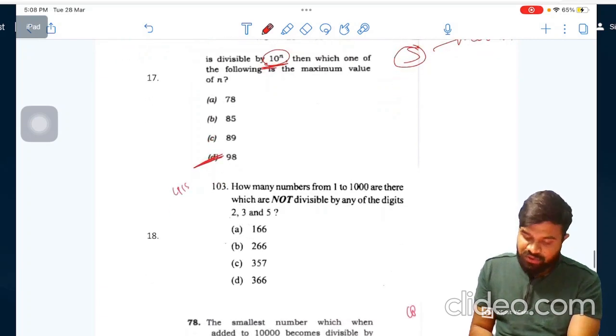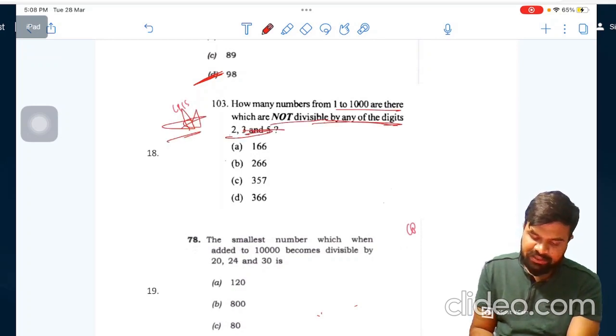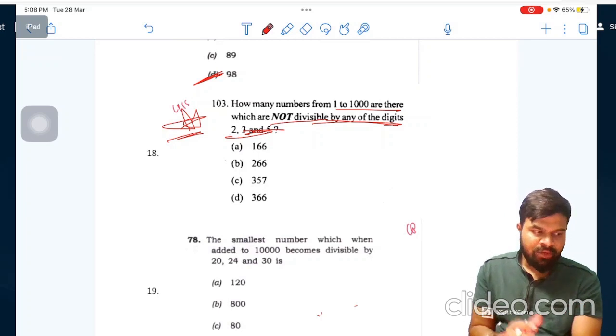But this is the only question that I am giving as homework, because this is on exactly the same lines. How many numbers from 1 to 1000 are not divisible by any of the digits? This is a typical question. I have already marked it with a star. Many of the students might have found difficulty in doing this question also. So there is a proper way to do this.